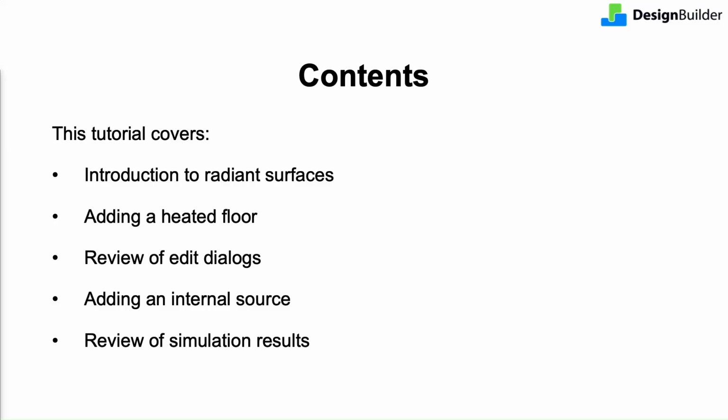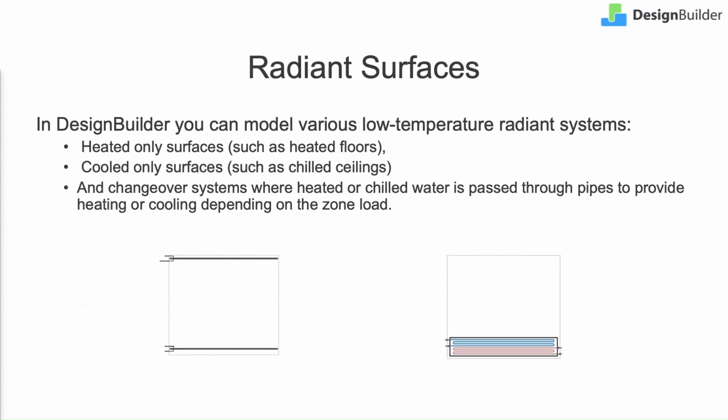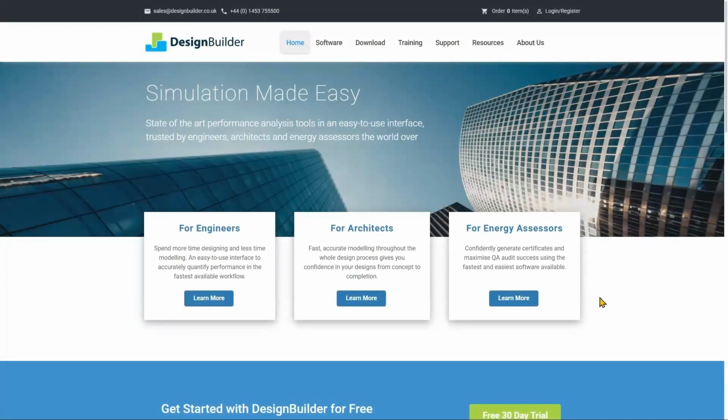Hello! In this tutorial, I will show you how to model radiant surfaces in DesignBuilder. I will introduce radiant surfaces using the hot water heated floor template, edit the loop and system components so that they are appropriate for the heated floor system in this model, introduce the internal source, which enables you to provide heating or cooling via internal constructions such as walls and ceilings, and finally, I will run a quick simulation and discuss the results. Radiant surfaces allow you to model a wide range of radiant systems.